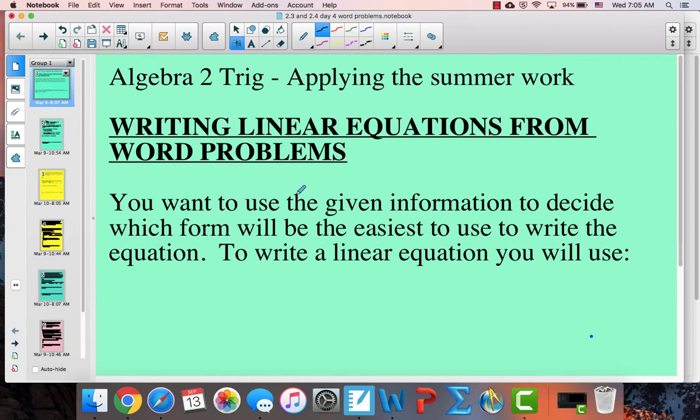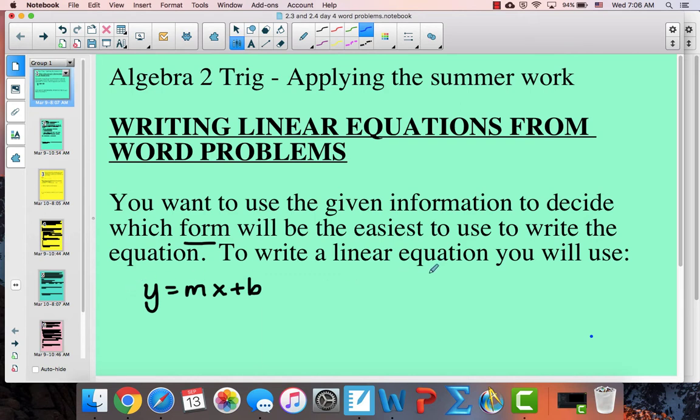So you want to always look at the given information to decide which form will be the easiest to use to write your equation. But a couple of things that we need to know when we're talking about word problems, it's usually easier if you write your final answer in y equals mx plus b. Now, we haven't talked about functions yet, but what you are going to realize is that y is a function of what x is. So when we use y equals mx plus b, we're going to get to see things very, very clear for ourselves.